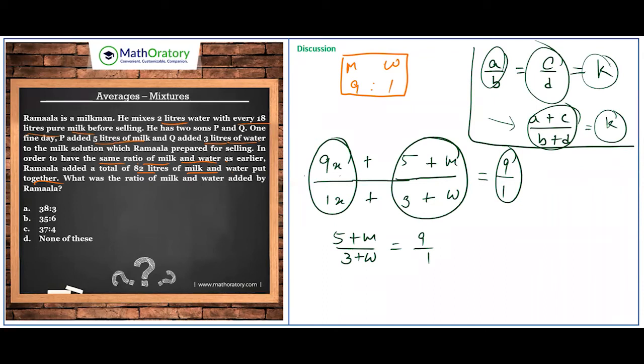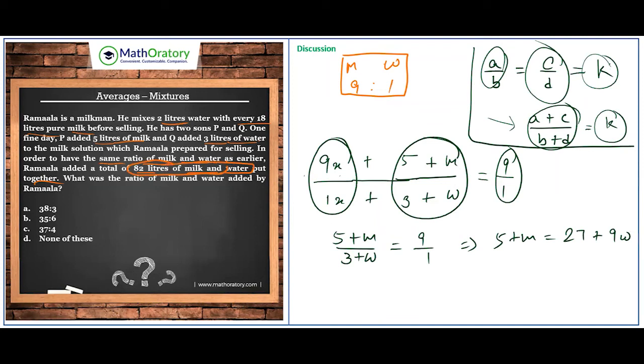Now there are a lot of ways to solve this. You can simply solve this using these equations only. That would not take too much time, because what we have is 5 plus M is equal to 27 plus 9W. Now we can try to find the milk directly or the water directly. I'm using the milk part because I don't want to multiply whatever I substitute here by 9 again. I know that the total amount of milk and water added is 82 liters, if you remember, going back to that part of the data. This is where it was mentioned: he added a total of 82 liters of milk and water.